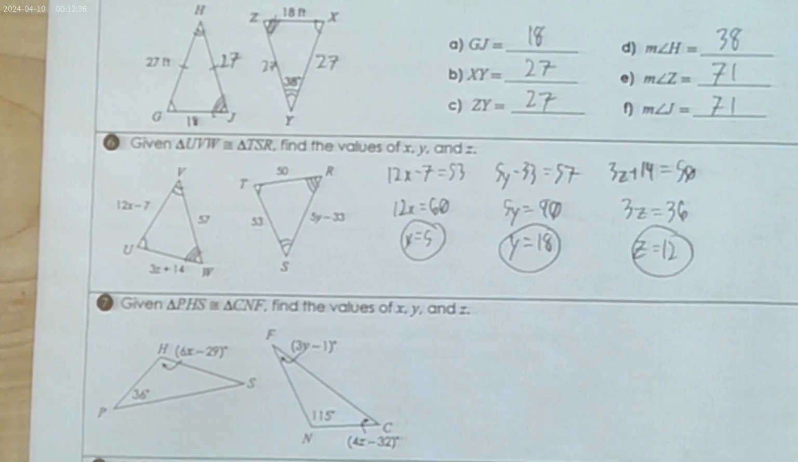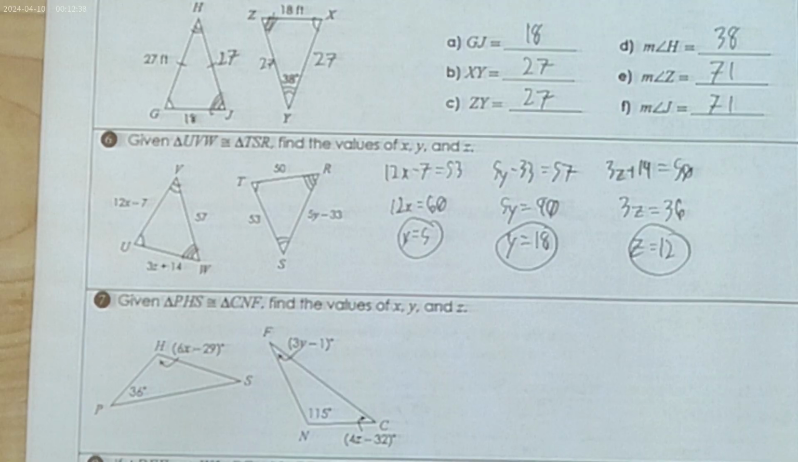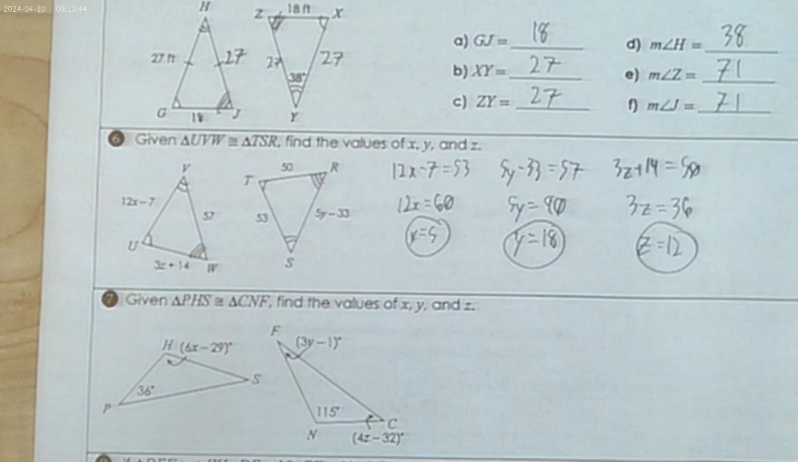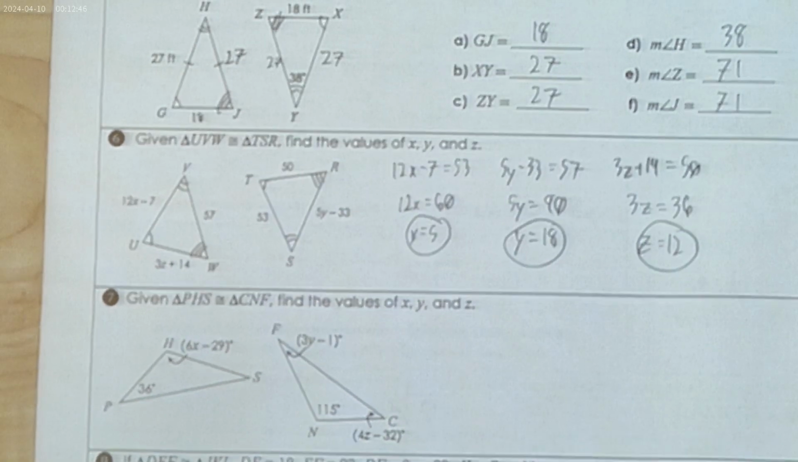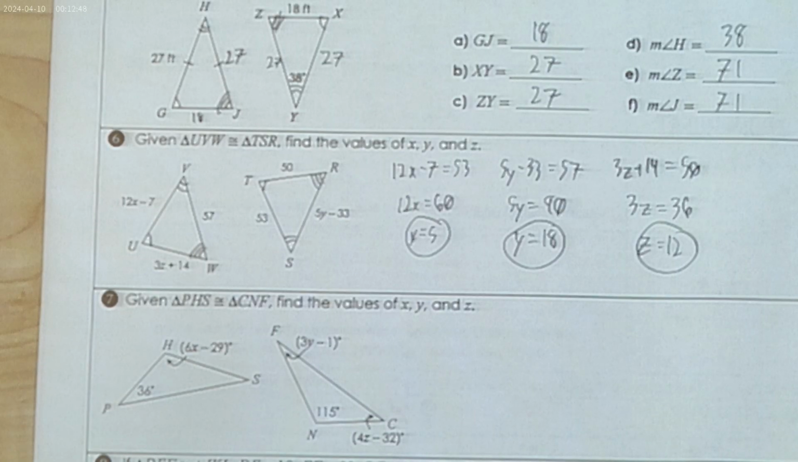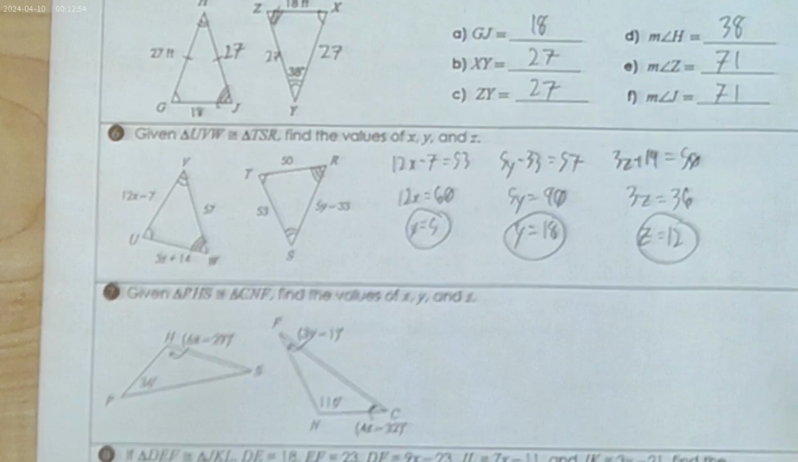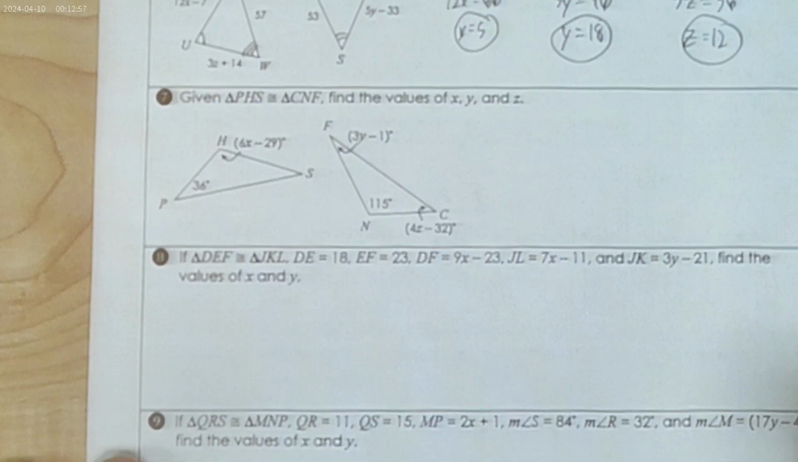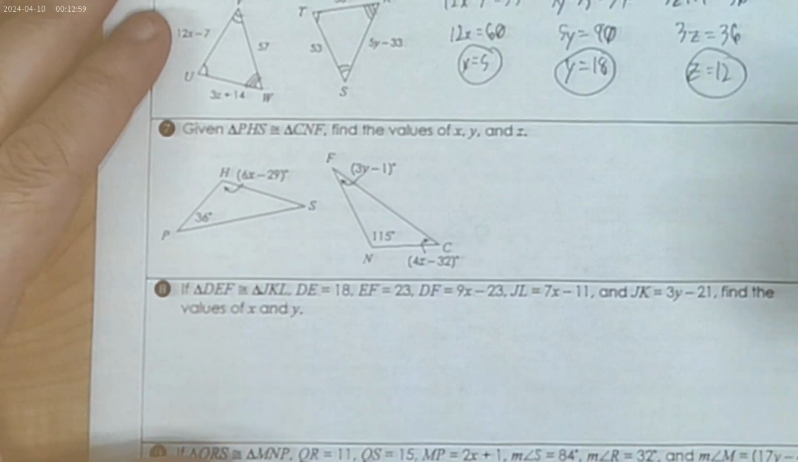So again, it's not like when we were doing similarity statements where we had to worry about scaling things up and down properly. With congruencies, it's just there. We just have it. It's just equal. And so that's how we solve for it. It's a higher order of equality, if you want to call it that. All right. Next one, we have PHS, C and F.